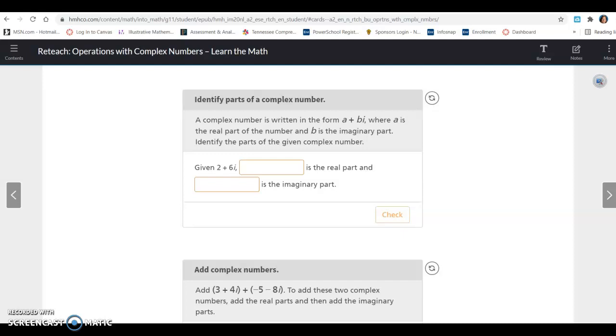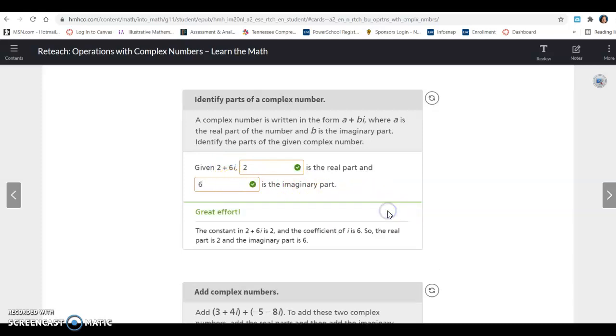So identifying different parts of a complex number. First, every complex number is written in the form a plus bi. Make sure you put this in your notes, a plus bi, where a is the real part and b is the imaginary part. Identify the parts of the given complex number. So again, a plus bi. So if we're given 2 plus 6i, what is the real part? That would be 2. And blank is the imaginary part. So 6 would be attached to the imaginary part.